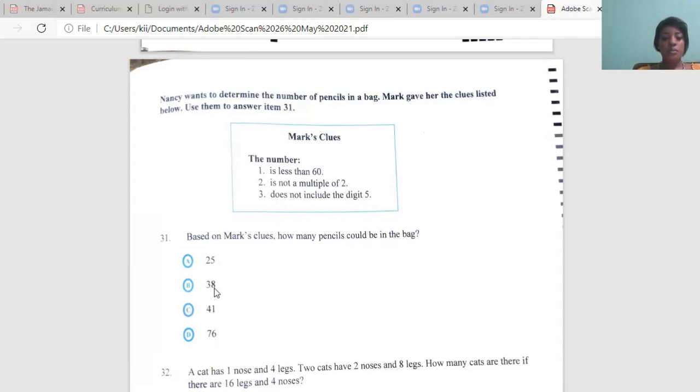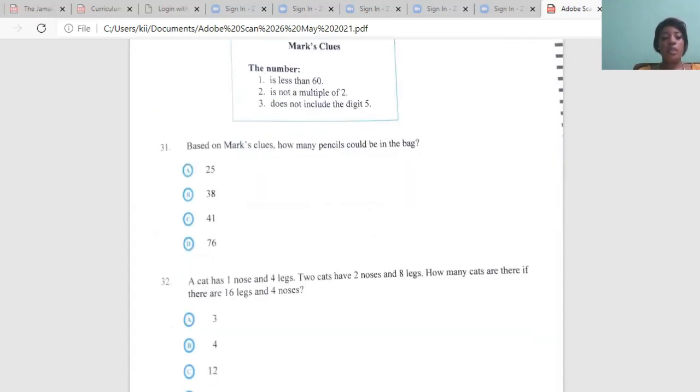So 38 is a multiple of 2 and that won't work. And it says does not include 5 as a digit. So I will also eliminate 25. So the answer is 41. For 31, it's C, 41. Let's move on to the next question.